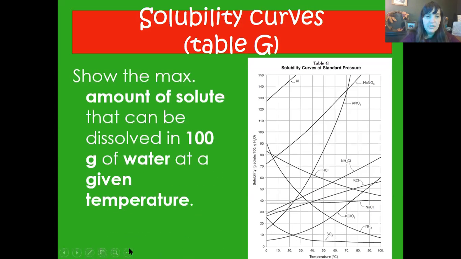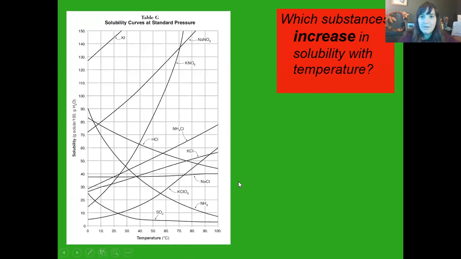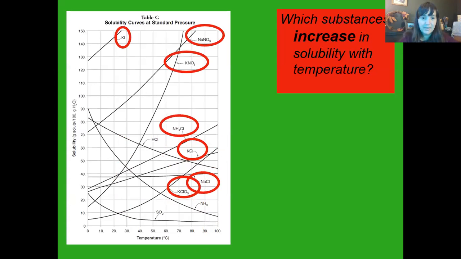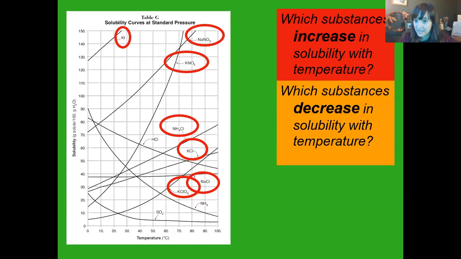So this table shows the maximum amount of solute that can be dissolved in 100 grams of water at a given temperature. So you can take a look and see which substances increase in solubility with temperature. Or in other words, which ones get more and more soluble the higher the temperature. That would be all the ones that are going up. So these guys. Which substances decrease in solubility with temperature? That would be all of these ones.